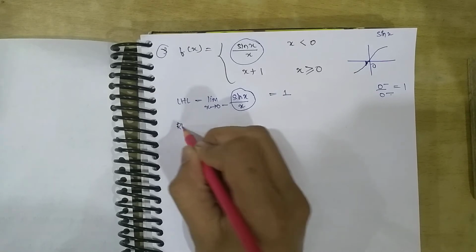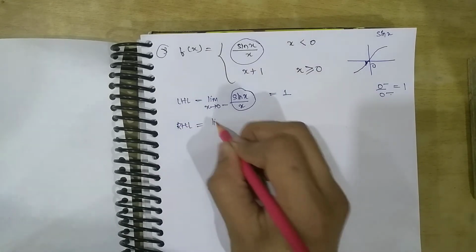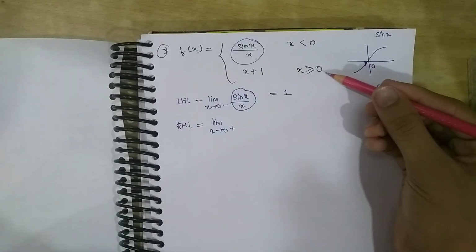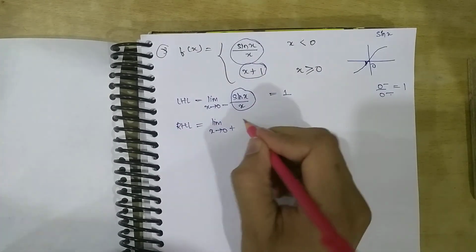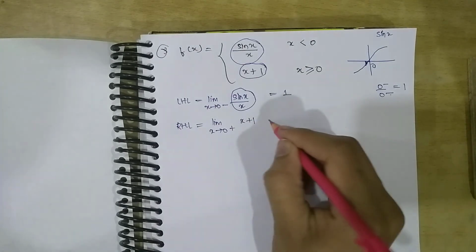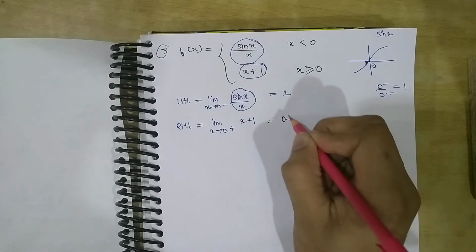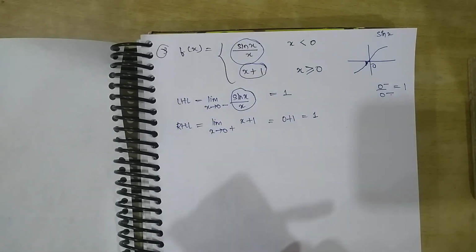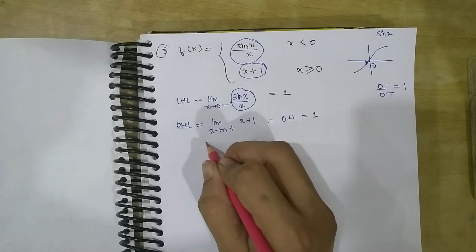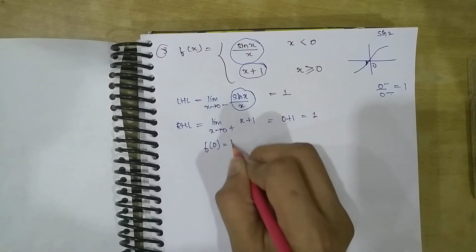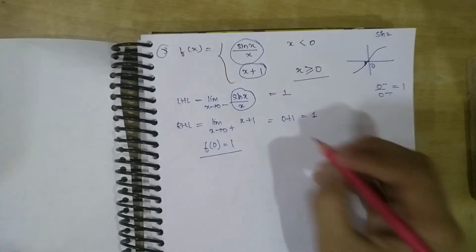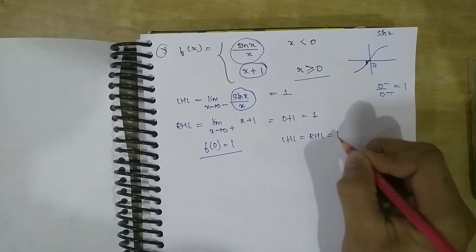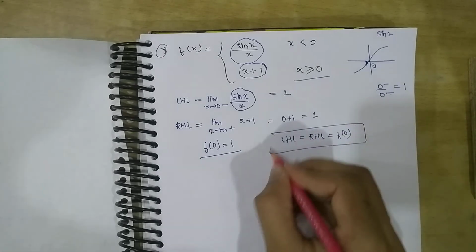Now let's take a look at the RHL. RHL is going to be limit x tends to 0 positive. Now we are going to substitute f(x) as x plus 1. So let's do that. Now see, it becomes like 0 plus 1. So our LHL and RHL are both equal, and also the value of f(x) at 0 is 1. We can check this from here. So what I am getting is my LHL is equal to RHL and is equal to the function's value at 0. So this is a continuous function.